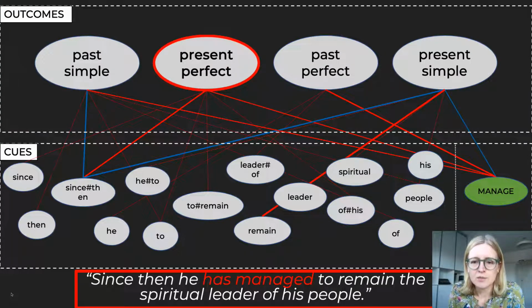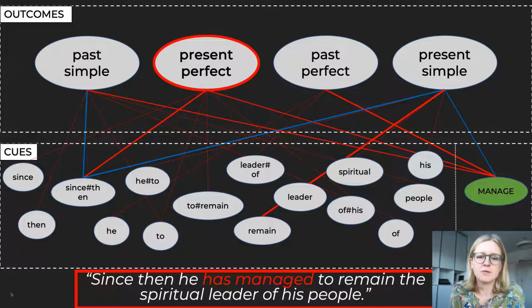So the algorithm gets a lot of information, but not the actual verb form has managed. And then the algorithm figures out which cues are good predictors for the outcomes, given the way in which they occur. But it adjusts the strength or the weights of the relation given the errors it makes in the process of learning.